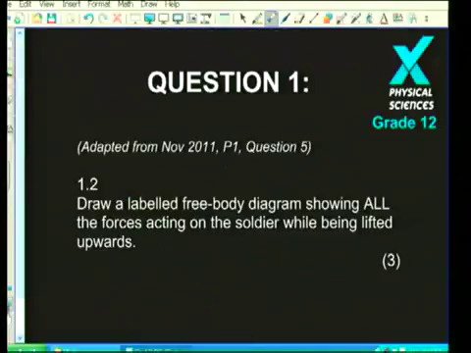So let's go to question 2. Now we get to the fun part. Draw a labeled free body diagram showing all the forces acting on the soldier while being lifted upwards. Guys, free body diagram number 1 means you've got to draw a dot as my object, and that's the soldier.